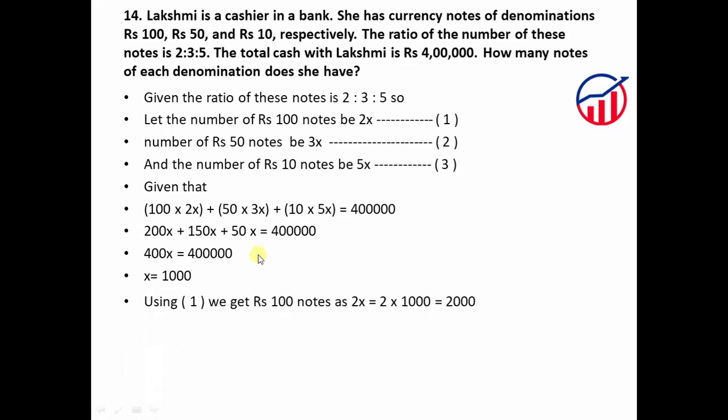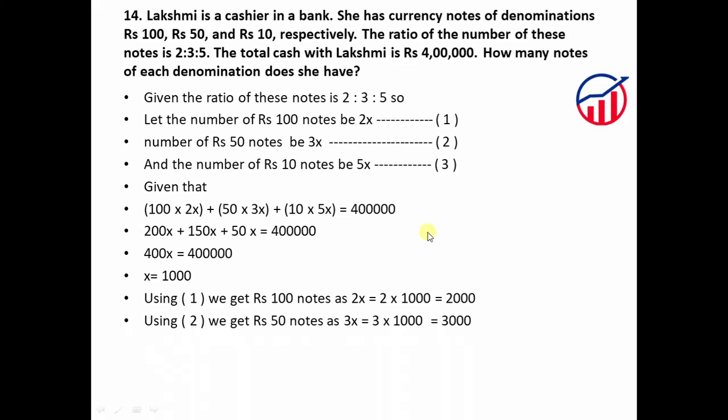Now you're going to replace this over here. So using 1, we get 2x is 2 into 1000, that is 2000. So you have 2000 notes of 100. In the second one, you had 3x, 3 into 1000 is 3000. Likewise in the third one, 5 into 1000 is 5000. I'm sorry, it should be 5000 here, not 10,000.